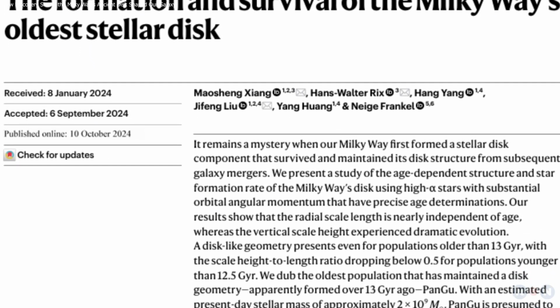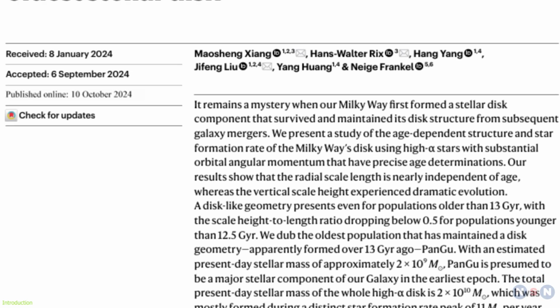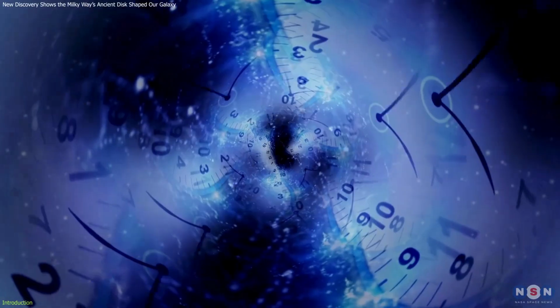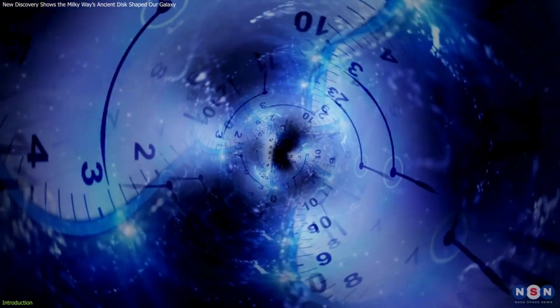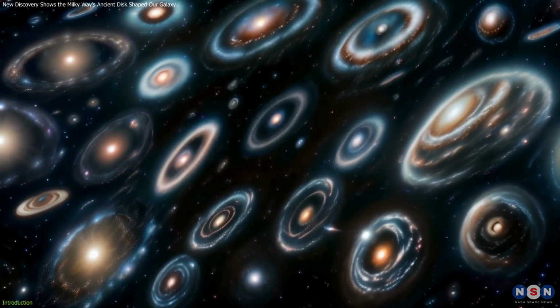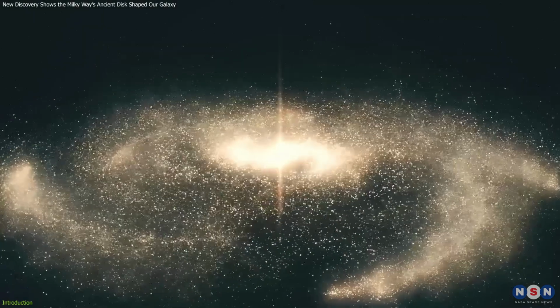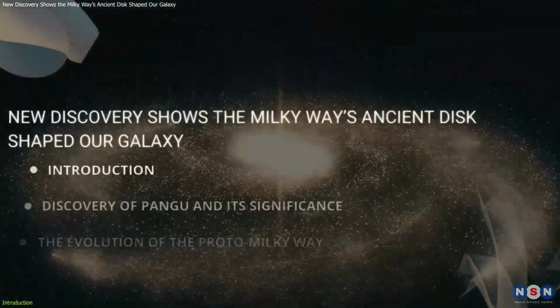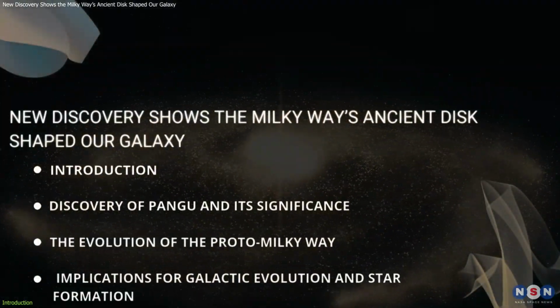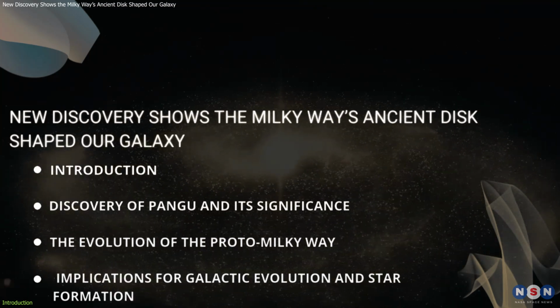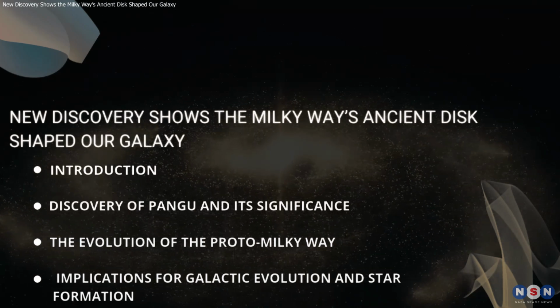Did you know that a group of astronomers has uncovered the original disk of the Milky Way, which they've named PanGu? This discovery takes us back more than 13 billion years, and it's a huge leap forward in our understanding of how galaxies, like our own, form and evolve. In this video, we will explore the science behind this discovery, why it's so important, and what it means for the future of our understanding of the universe.